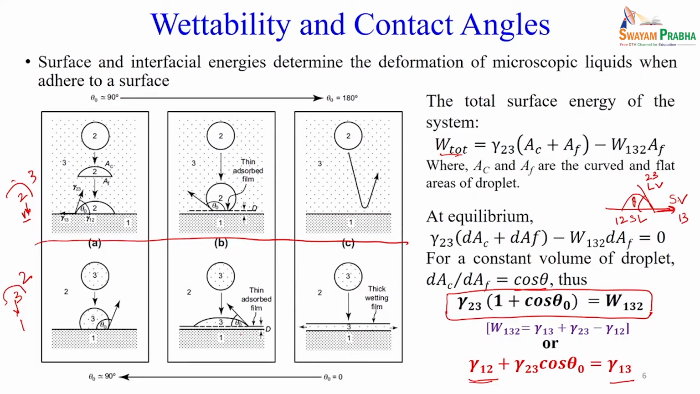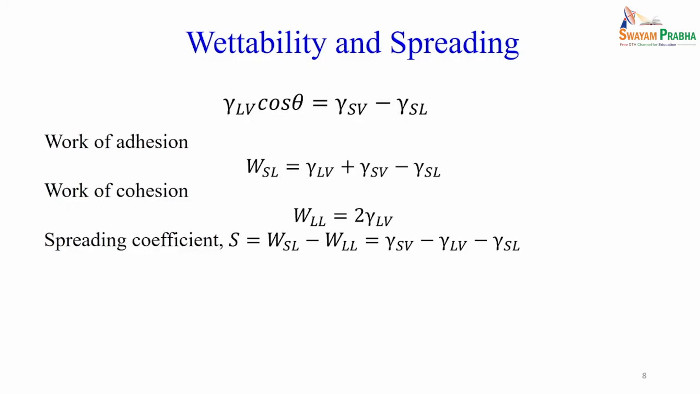And it was a very interesting observation that when 1 and 2 are contacting in the medium 3 and when 1 and 3 are contacting in the medium 2, the theta should be replaced by 180 minus theta. Now, next is the wettability and spreading.